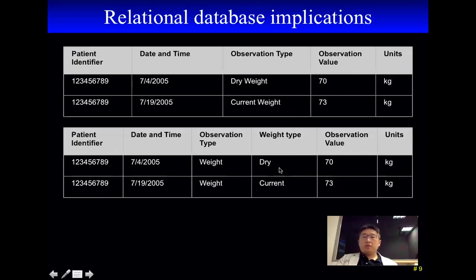But you can examine the current HIT system. Actually, who designed this is always the IT guy. Always the IT guy, they design the database, then they say, oh, the physician, you need to store the data this way. Okay.